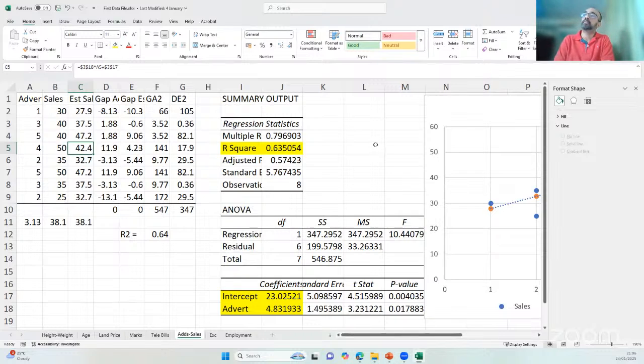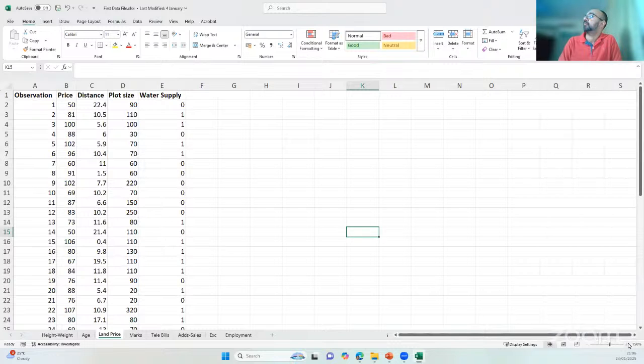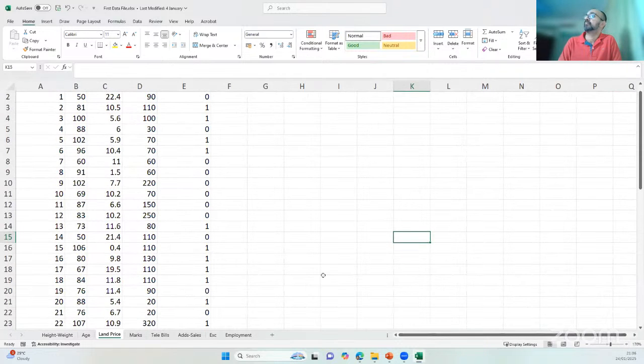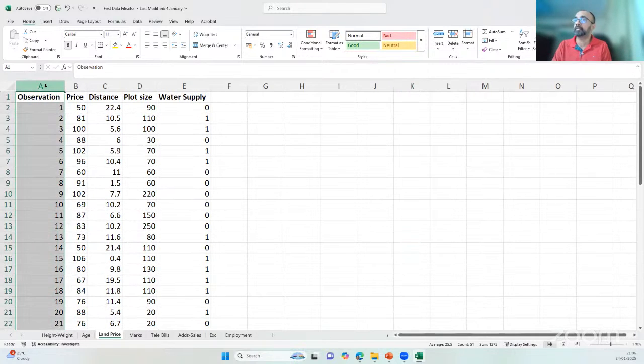That is, now, this one we did for a single, or actually two variables scenario. One variable is affecting another variable. Okay, but just let's see if I have that data. Okay, I think I have. Okay, land prices. Now look at this data. Okay, so observation, of course, is not a variable. That is the reference number, observation number.